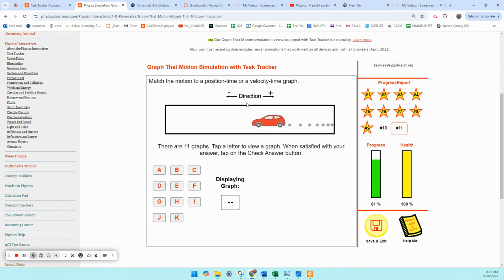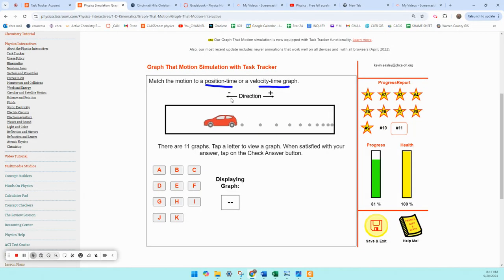The tricky thing about this is it shows both position time and also it shows velocity time graphs. So in this case, you start out by looking at the motion here.